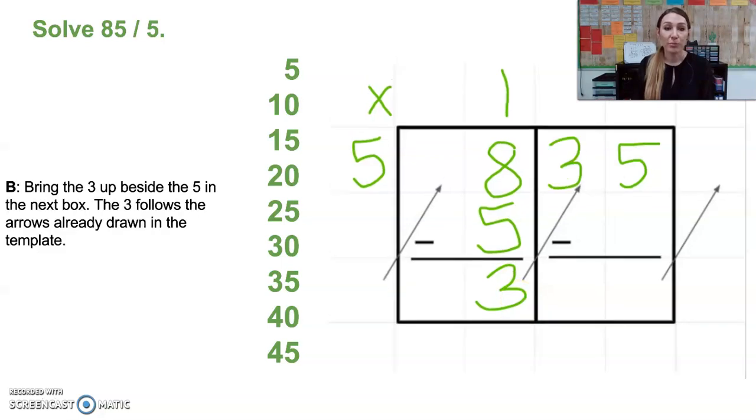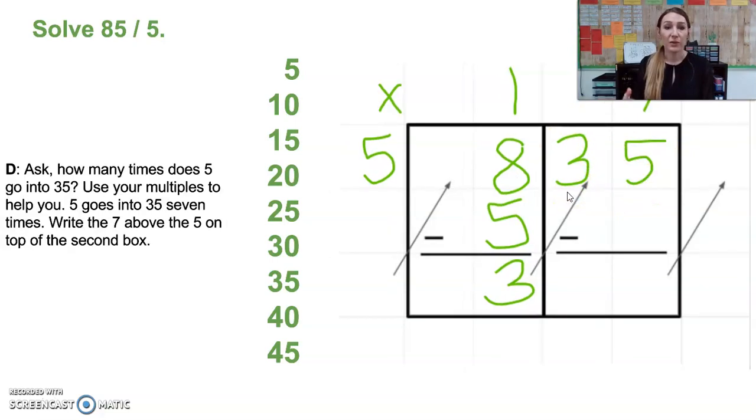Our next step is to bring the 3 up into the next box. We're going to bring that 3 up and we're going to put it next to the 5. So this is now our new dividend. So now we're going to repeat our steps. So we go back to divide. We're going to divide 5 into 35. So we need to ask ourselves, how many times is 5 divided into 35?